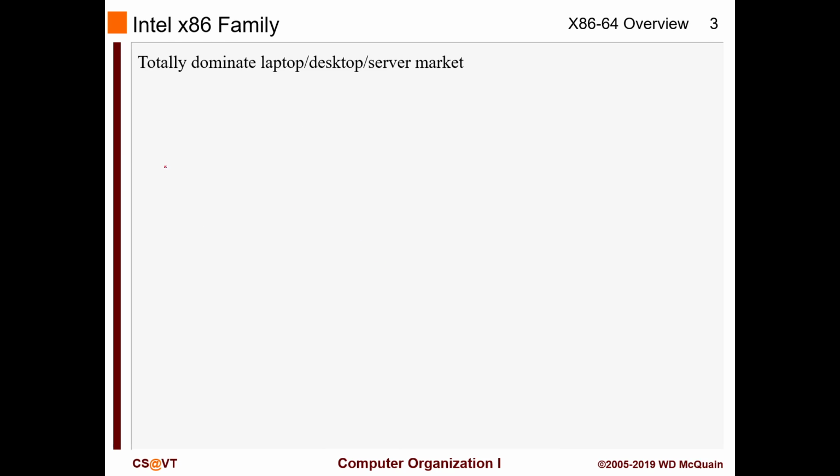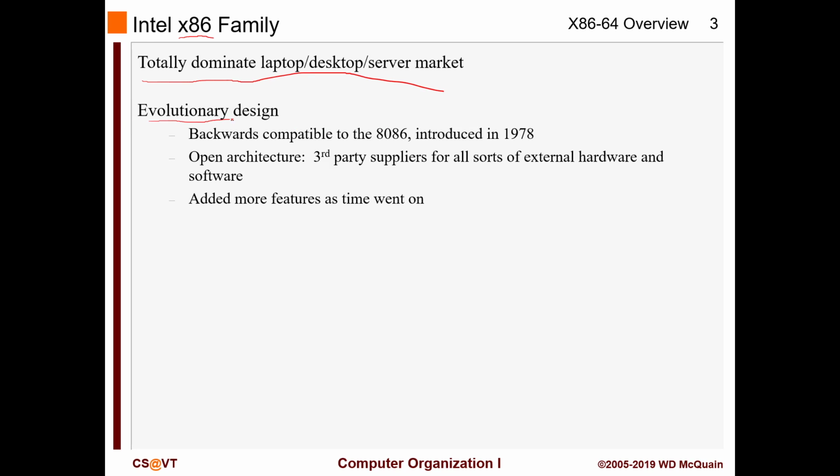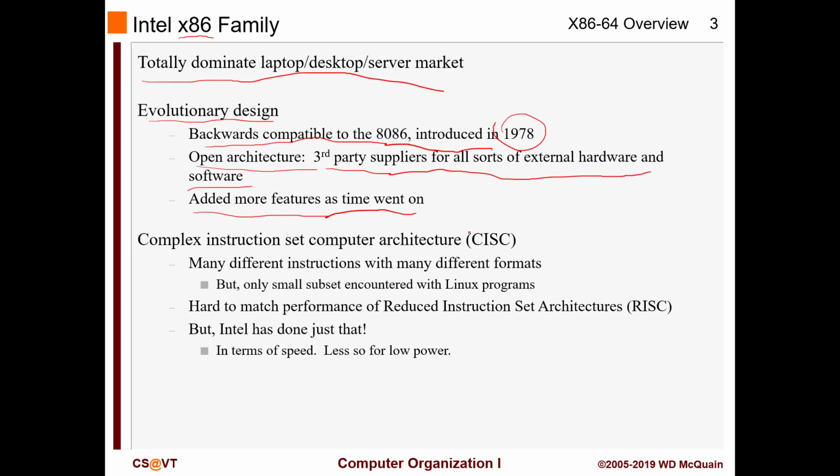So yeah, the Intel x86 family totally dominated the market. It had evolutionary designs, such as backward compatibility with the 8086, which was introduced in 1978. It had open architecture, which basically means third-party suppliers for all sorts of external hardware and software could contribute. More features were added as time went by. It basically made use of CISC, which means complex instruction set computer architecture.